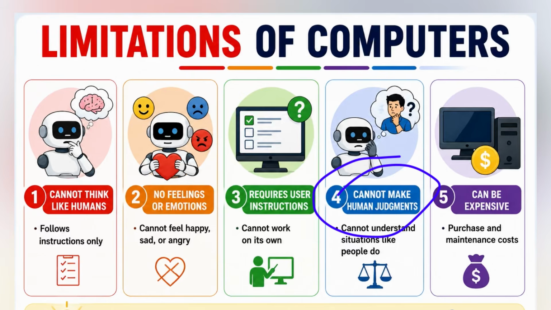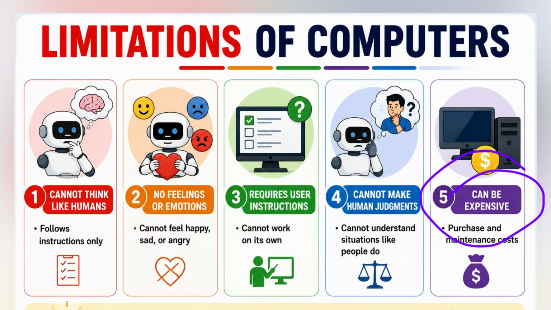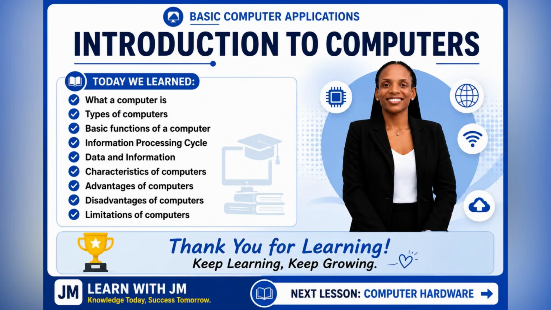In addition, computers cannot make human judgment. They may process information very quickly, but they cannot understand situations or make decisions the same way humans can. Finally, computer systems can be expensive to buy and maintain, especially for large organizations. So, the important thing to remember is that computers are powerful tools, but they still depend on humans to use them effectively. Well done. We have reached the end of this lesson.